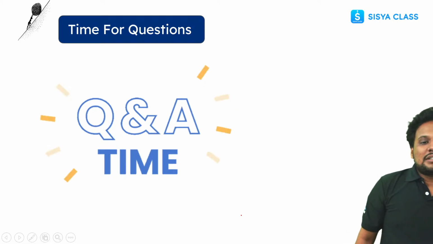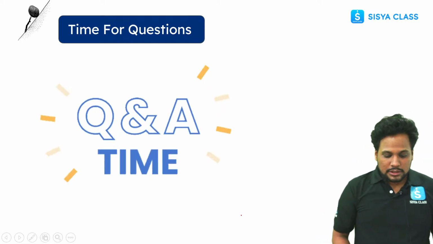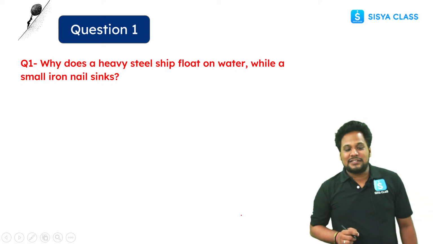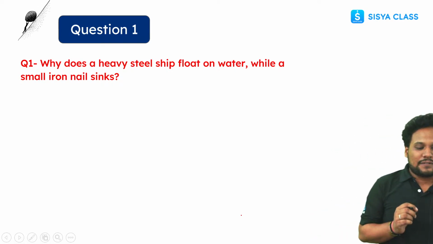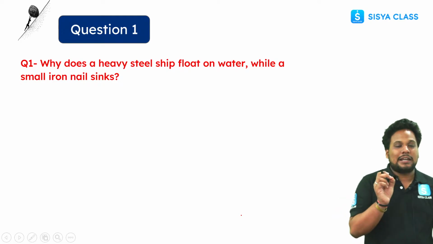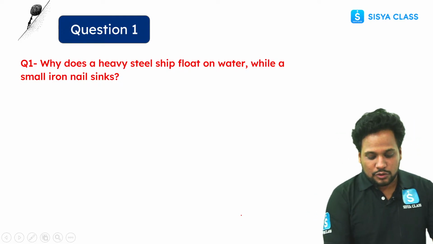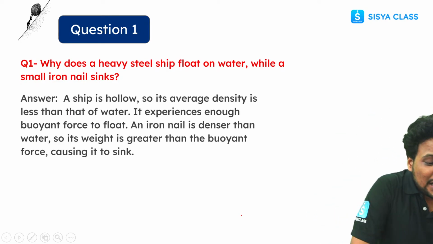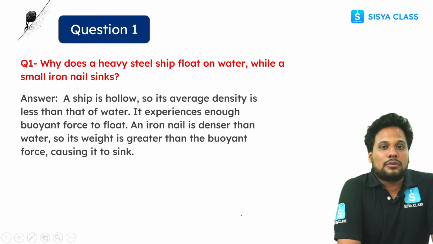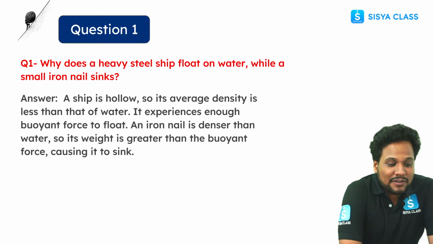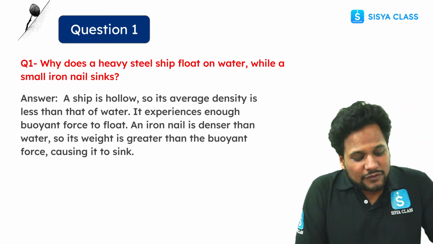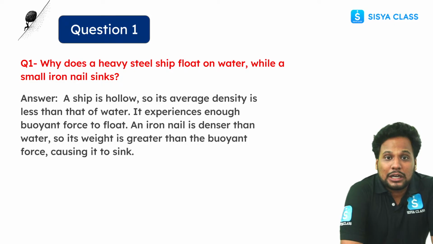Now we'll solve some questions. It's time for questions. So the first question is, why does a heavy steel ship float on water while a small iron nail is going to sink? Just now we have discussed this question. The answer is that a ship is hollow, right? I told you a major part of the ship is hollow, and because of which its average density is less than that of water, and it experiences enough buoyant force to float compared to that of an iron nail.